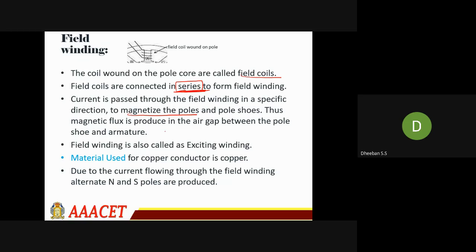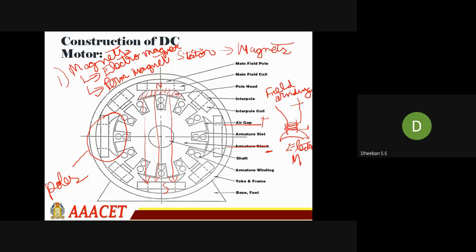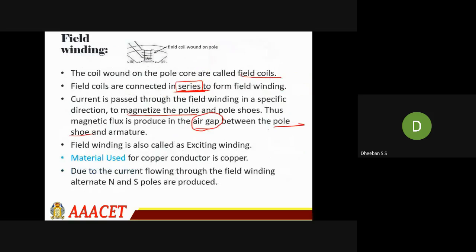How will the magnetic flux be produced? Between the air gap and the pole. If this is the air gap, then the magnetic flux will be produced between the air gap and the pole. This is where it just starts to be produced. The field winding is also called the exciting winding. The material used will be copper, which has very high conductivity. Due to the current flowing through the field winding, alternate north and south poles will be produced.